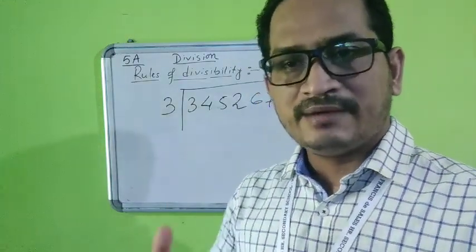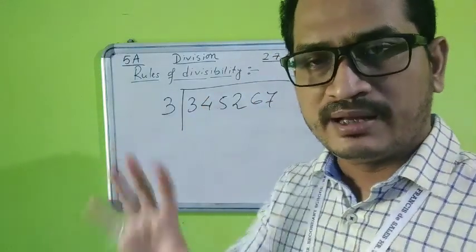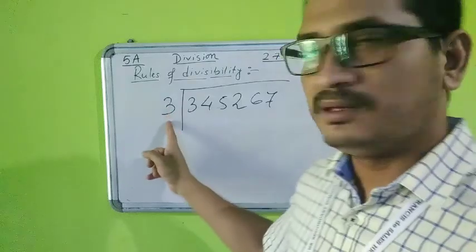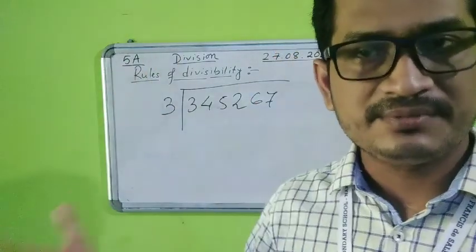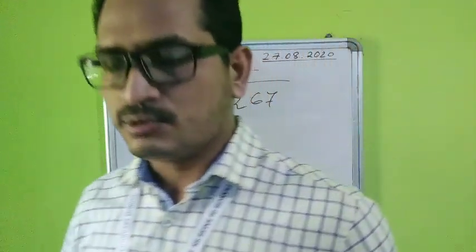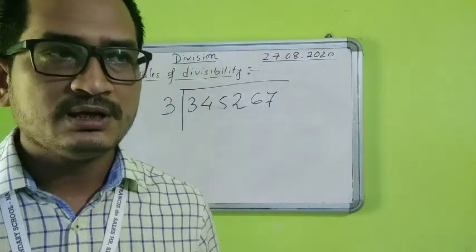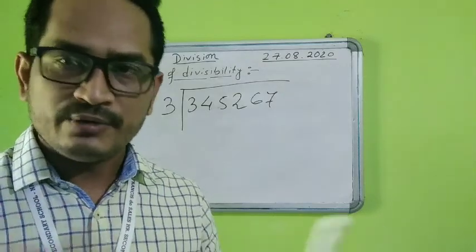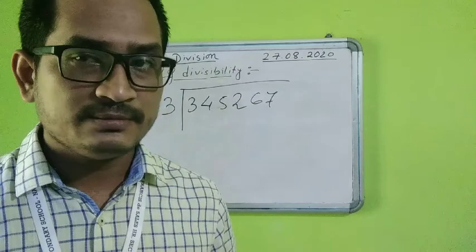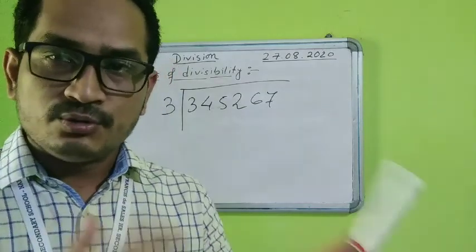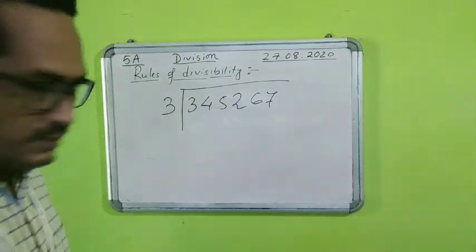So now students, we have a shortcut way for that. Shortcut in the sense that without division, we can tell whether this number is divisible by 2, 3, 4, 5, 6, like that. These rules are called the rules of divisibility. That means there is a rule for 2 to check whether a number is divisible by 2, and a rule for 3, and so on. So these are called rule of 2, rule of 3, rule of 4. Let us discuss one by one.